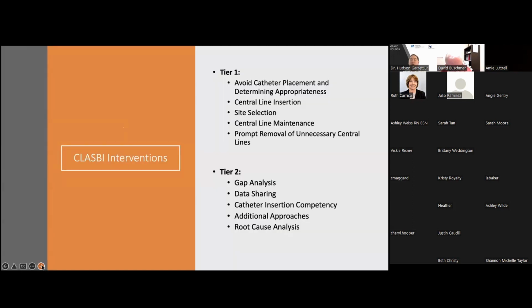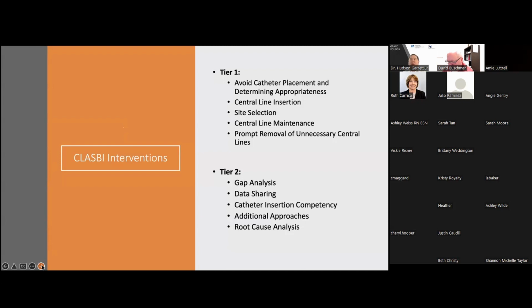And so really, if we break this down into the two different topics, CLABSI, your tier 1 interventions are first and foremost, don't place the catheter unless we need to. Makes total sense, right? And if we do need to do that, let's try to use the most well-placed central line possible. And part of that is going to be guided by site selection.